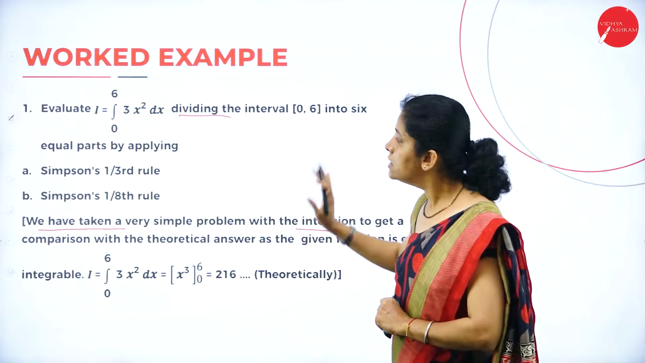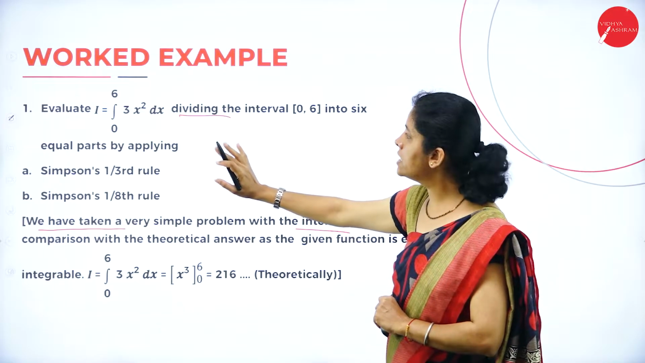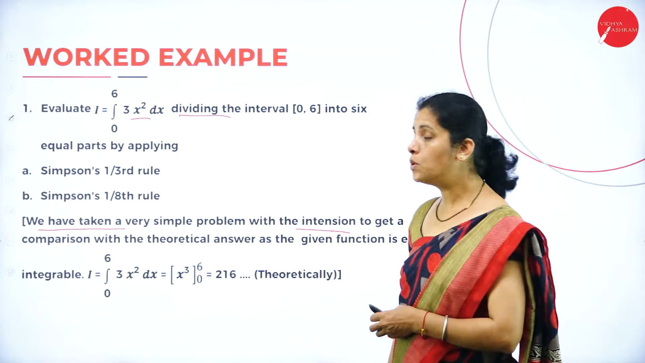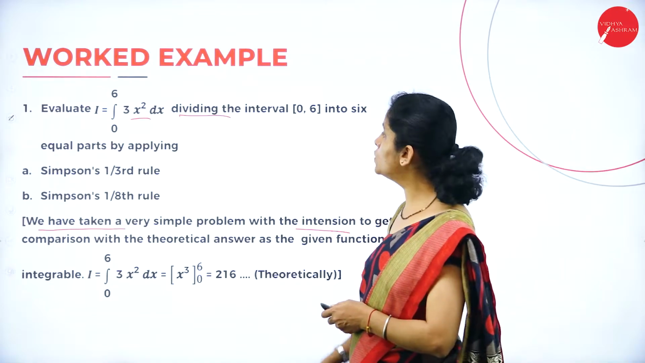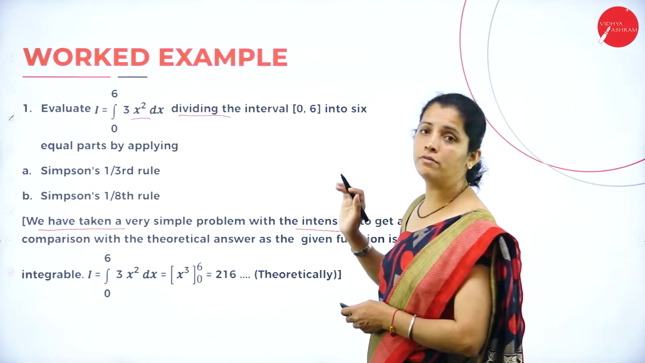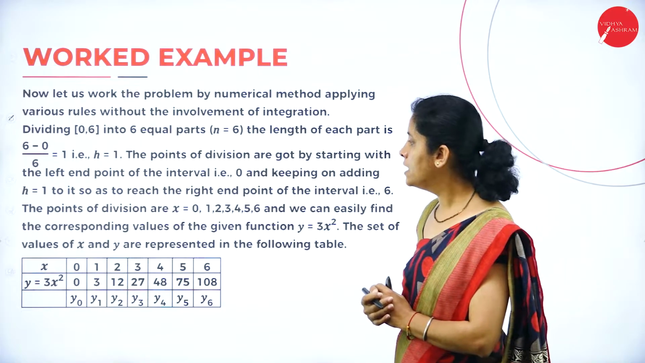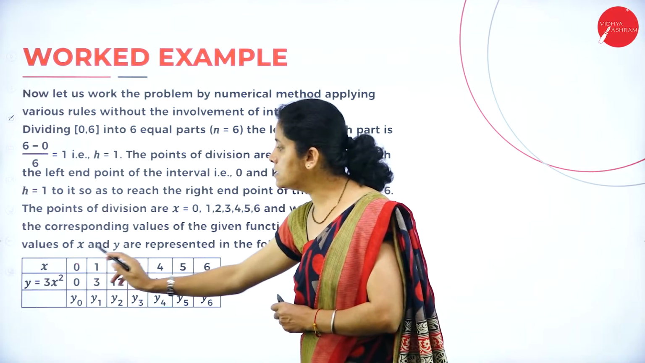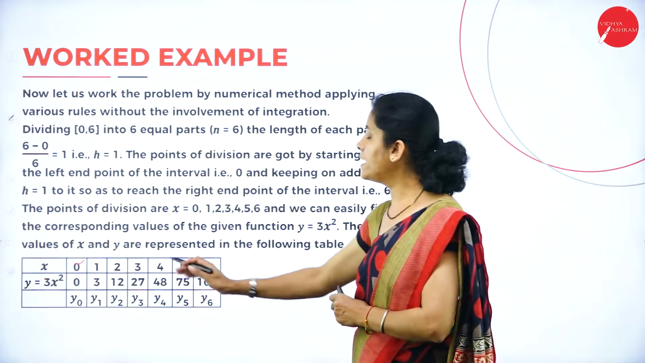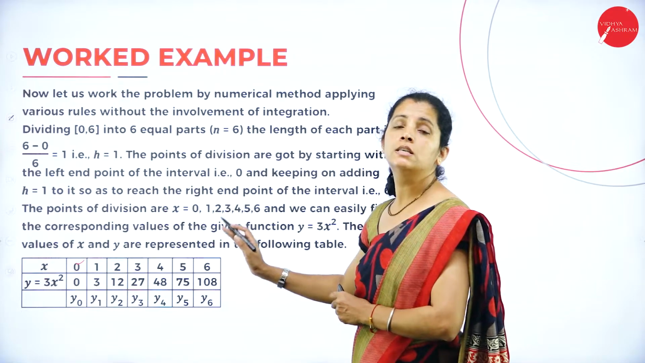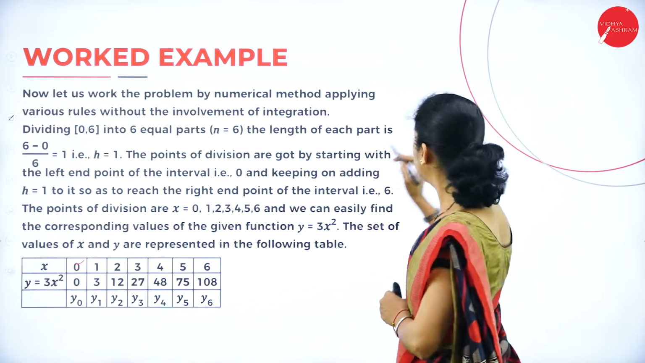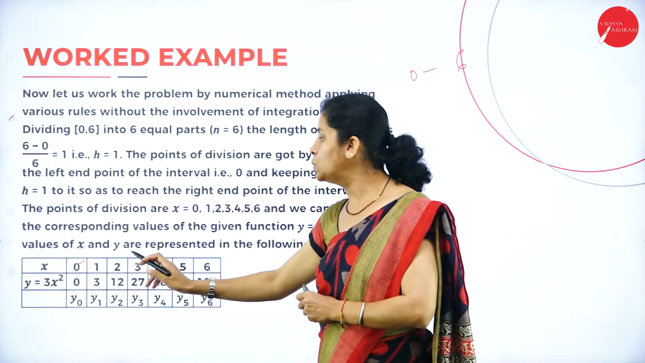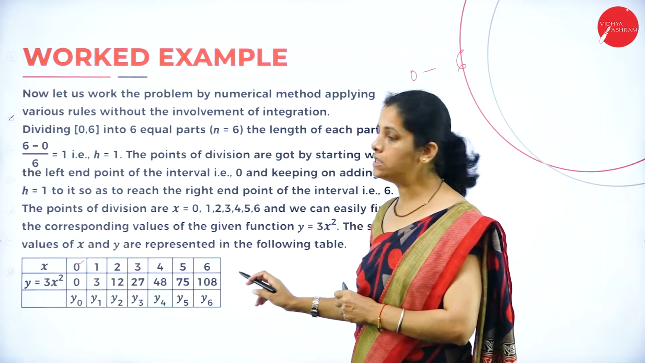So, dear student, in this question, what is my f of x? That is 3x square. And what is the interval? That's nothing but 0 to 6. So, I am going to have 6 equal parts. Now, if I consider this table, x is nothing but 0 and I am going to divide that into 6 equal parts. So, 0 to 6: 0, 1, 2, 3, 4, 5 and 6.